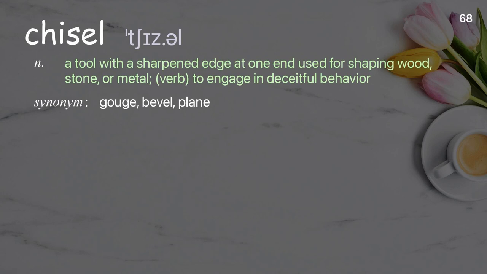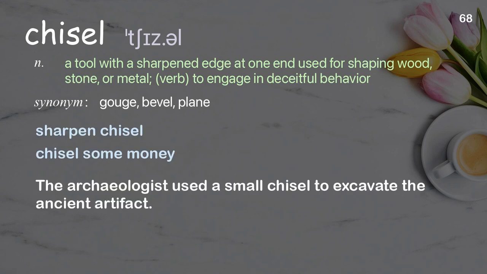Chisel. A tool with a sharpened edge at one end used for shaping wood, stone, or metal. Verb, to engage in deceitful behavior. Examples: sharpen chisel, chisel some money. The archaeologist used a small chisel to excavate the ancient artifact.